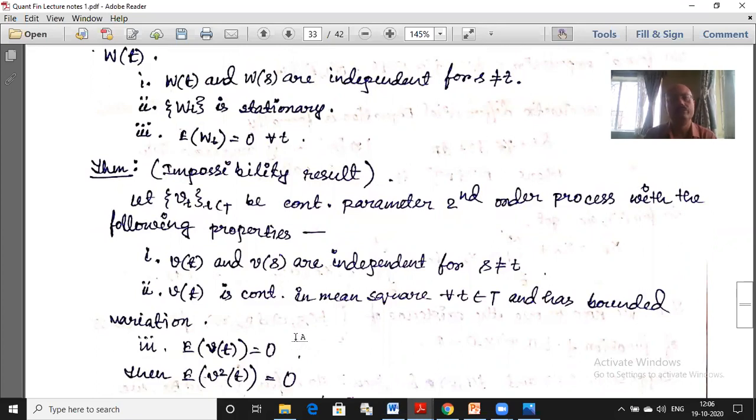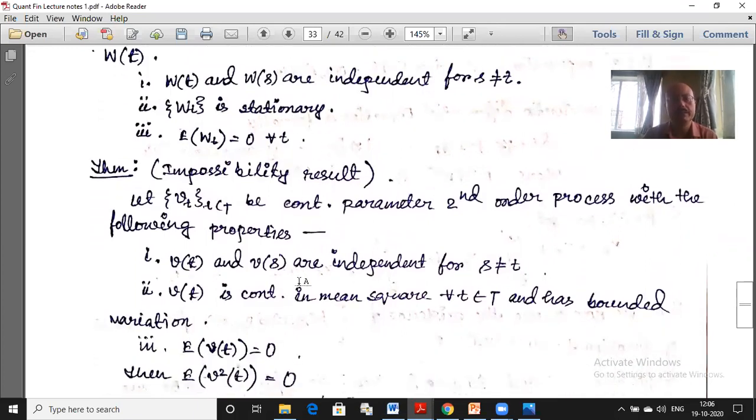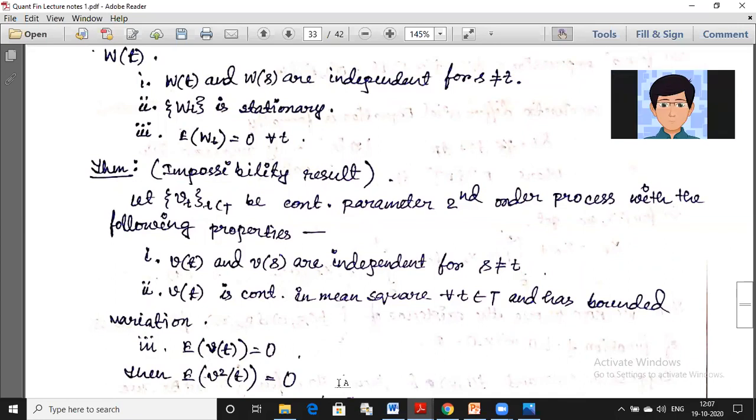Just take a look at this carefully. I wanted some desirable properties here, and I added to that some of our properties from the capital A assumption, bounded variation, convergence in mean square, etc. As soon as I put these assumptions together, I do not have a candidate. So this is my impossibility result. Is the result clear? Yes, sir. Are the implications clear? Yes, sir.